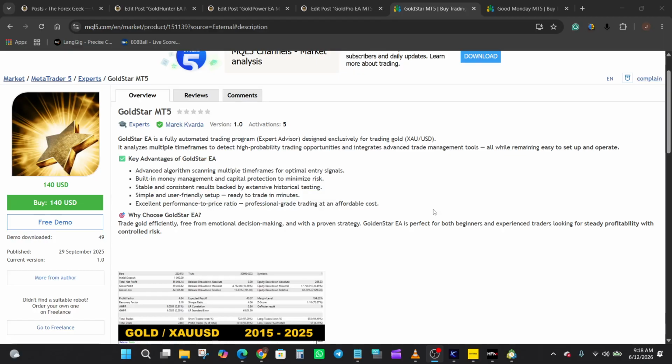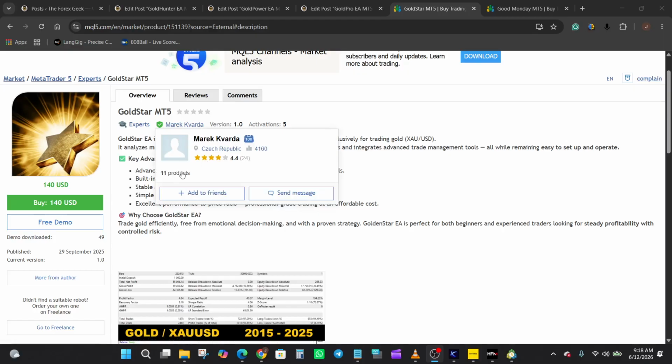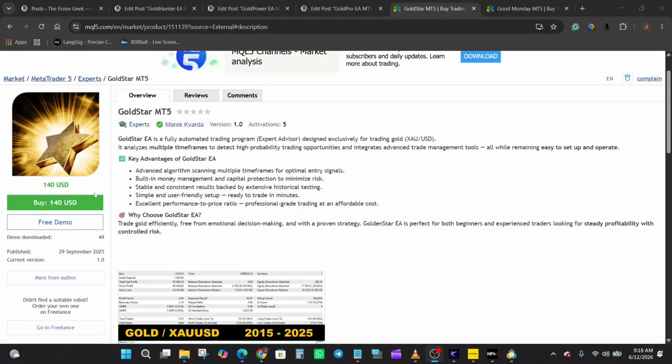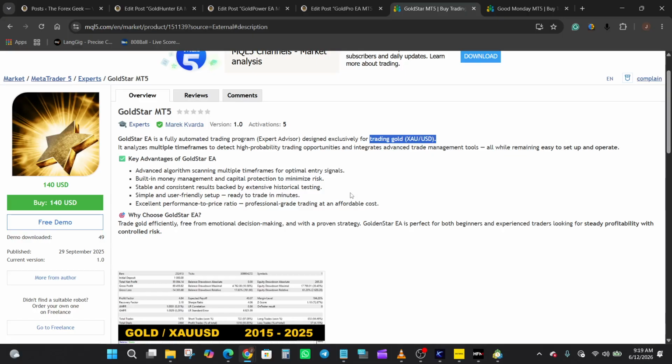Okay, starting with the marketplace overview, the GoldStar EA is developed by Marek Kavarda and is currently listed at the price of 140 US dollars. The version shown is 1.0 and the product includes 5 activations. According to the description, this expert advisor is designed exclusively for trading gold, specifically XAUUSD. All right, and it is intended to operate as a fully automated trading solution.